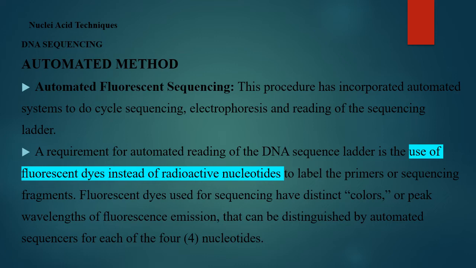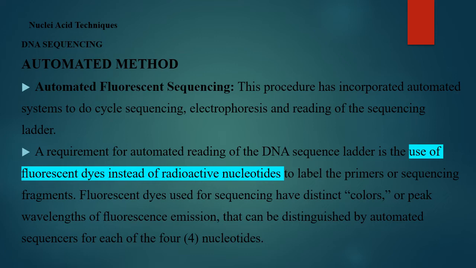So in the same manner, if you want to automate this whole sequencing thing, then it should be able to do the cycling by itself, the electrophoresis by itself, and then reading of the sequencing ladder, the one I just did, it will read that one too by itself. So it's an automated fluorescence sequencing.